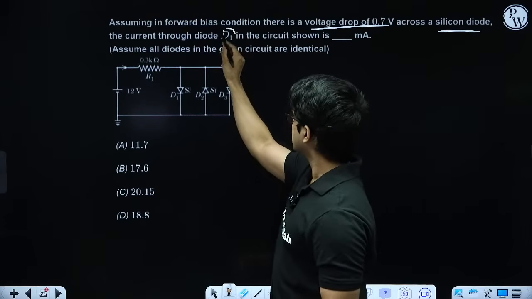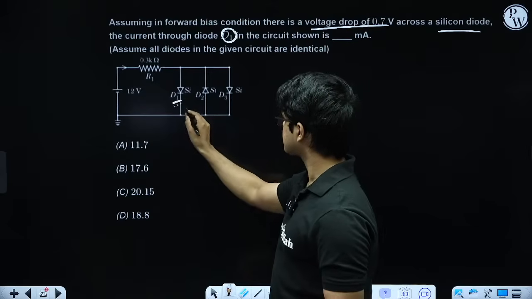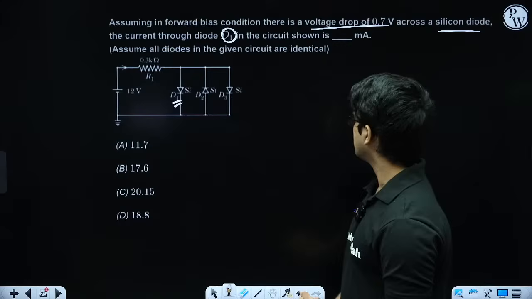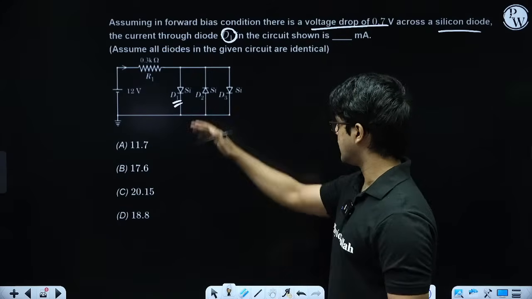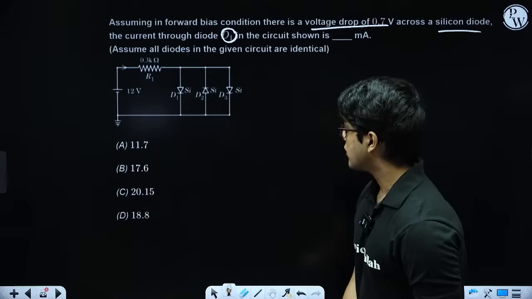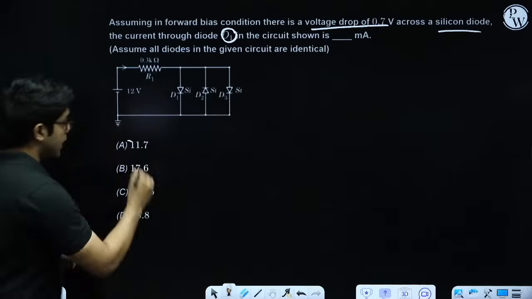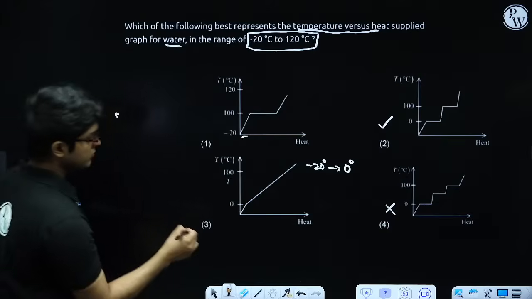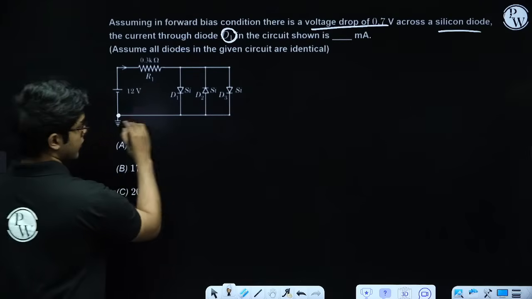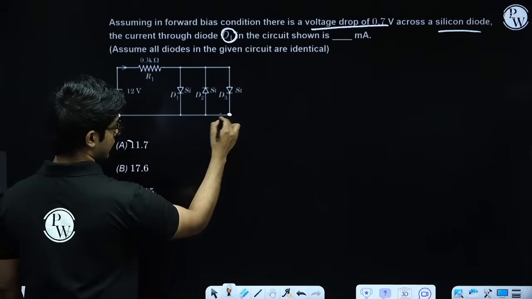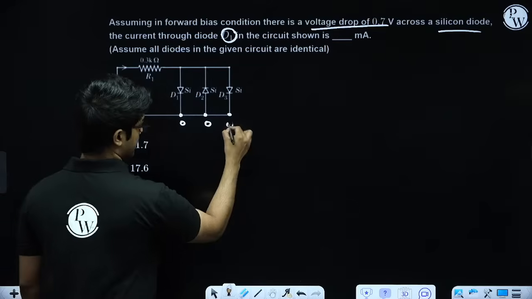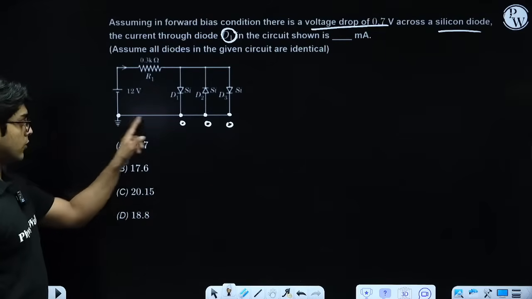They are asking what is the current through the diode D1 in the circuit. All the diodes in the given circuit are identical, so all three are the same silicon diode. If you observe over here, we have a ground condition given. So this particular point is grounded, which means all these three locations you can consider as zero potential points, because of this grounding.